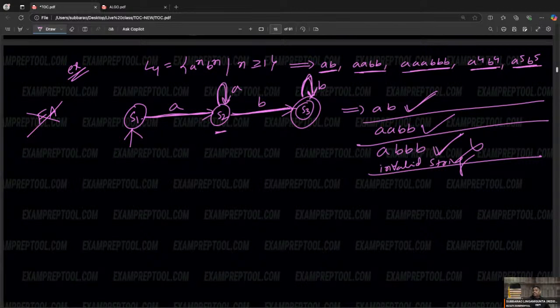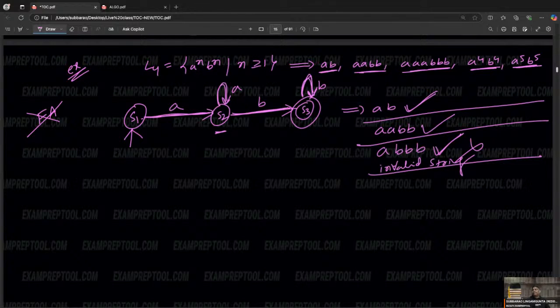At the end of the string, you should be in the final state. Sir, from where can I start giving the string? Start from the starting state. At the end of the string, not in the middle, not at the starting, where are you? You started from the starting state. At the end of the string, are you in a final state? String accepted. Are you in a non-final state? String rejected.